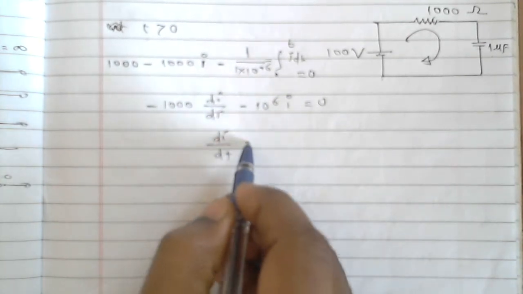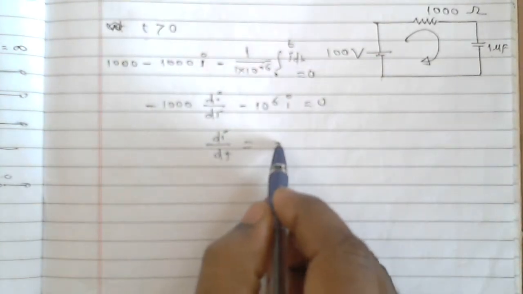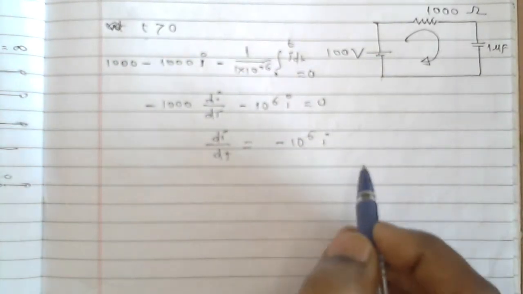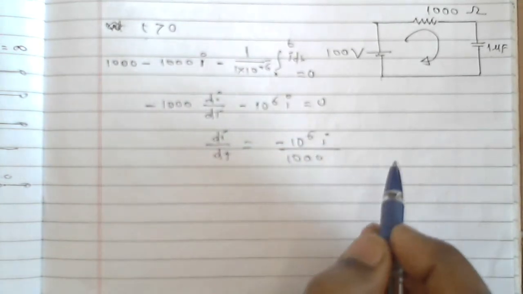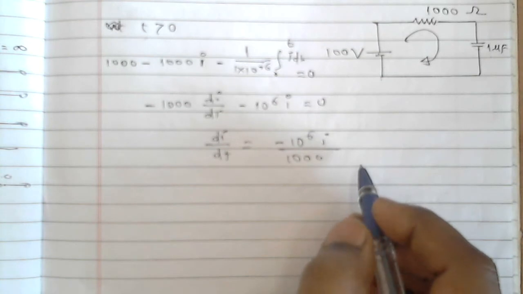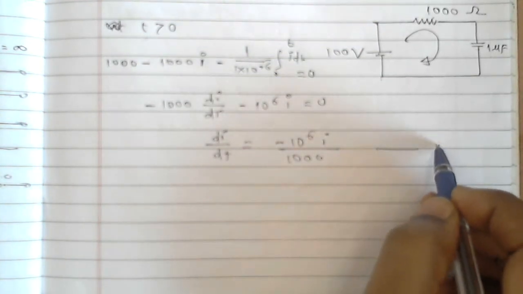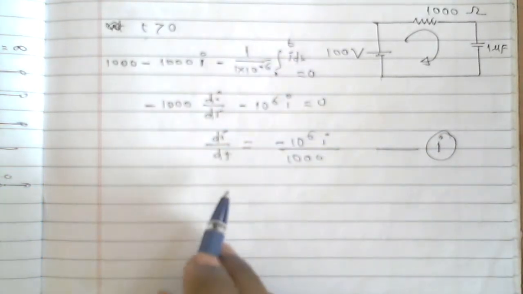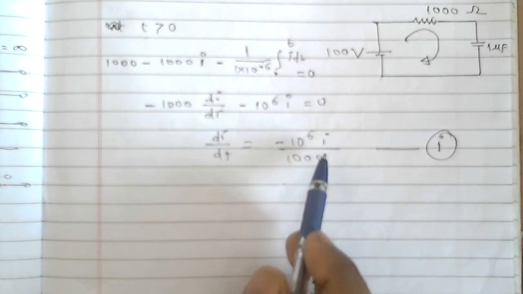So di by dt equal to, I will take this term on the right hand side, so minus 10 raised to 6 I divided by this 1000. Okay, so this is the generalized equation. I will call it equation number 1. This is the generalized equation: di by dt equal to minus 10 raised to 6 by 1000 I.